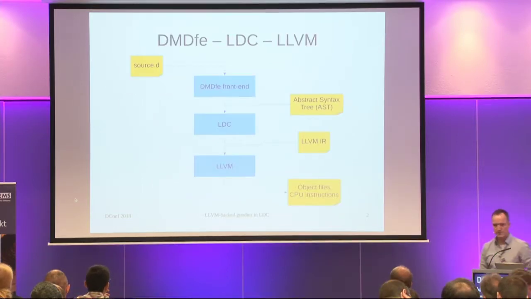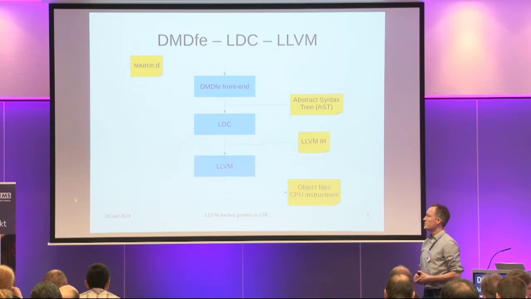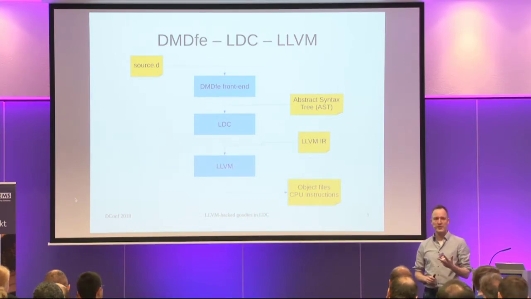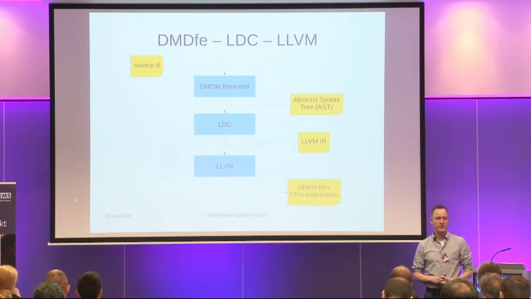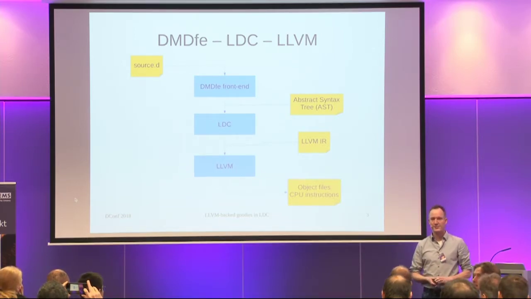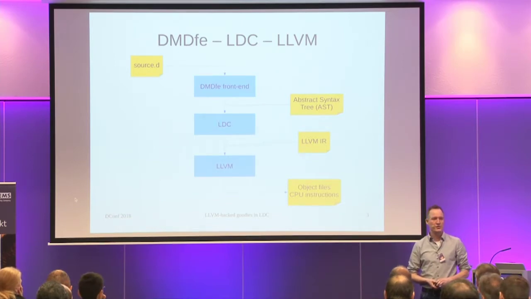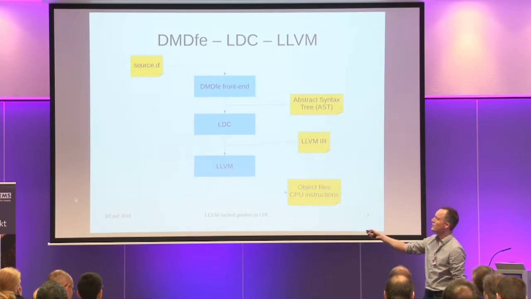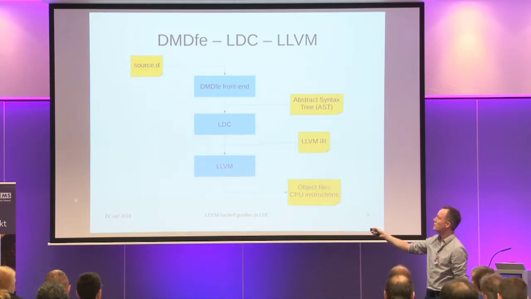Okay, so in summary, if you run LDC, the program that you're running is a mix of three big components. One is the DMD front end, that's doing the semantic checking of the D. Basically, the DMD front end knows the D language. LDC doesn't know too much about D. What it gets from the DMD front end is something called an abstract syntax tree, so the AST. You follow the arrow here. This is your source file. It goes through the DMD front end, and then what the DMD front end outputs is an abstract syntax tree. That one goes to LDC.